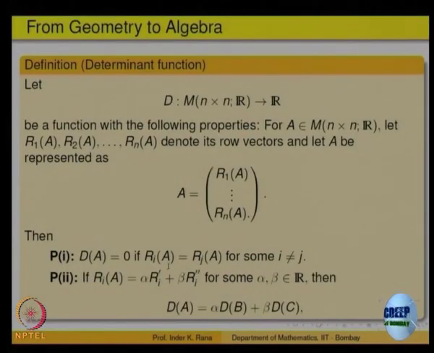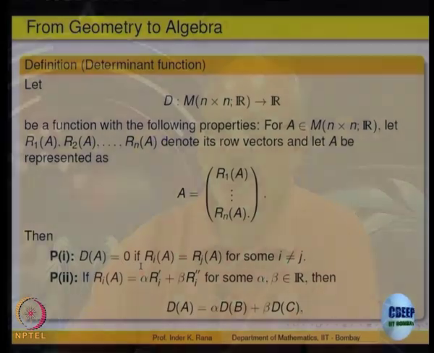The determinant of A is equal to 0 if two rows are identical. If in the matrix two rows are identical, then one of the defining properties says that the determinant should be equal to 0. It is like saying in the plane, if u is equal to v, then there is no parallelogram, the area is 0.